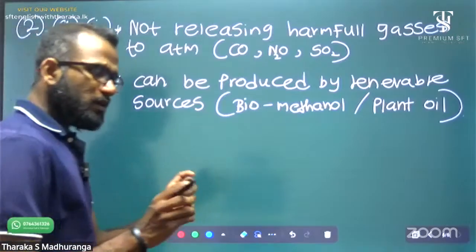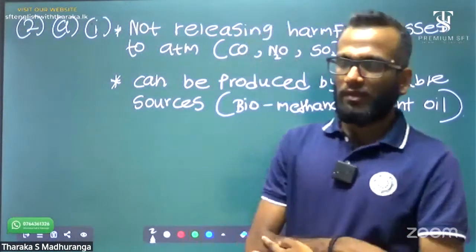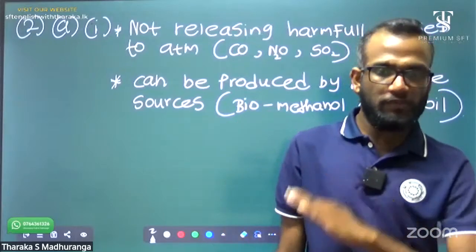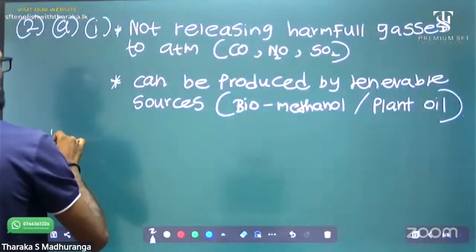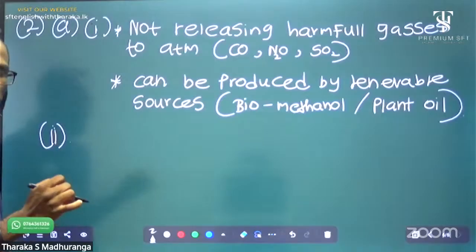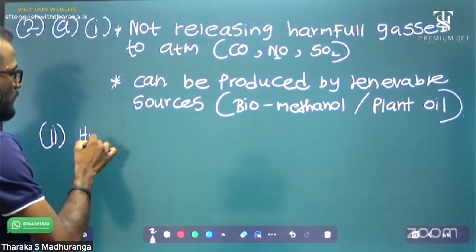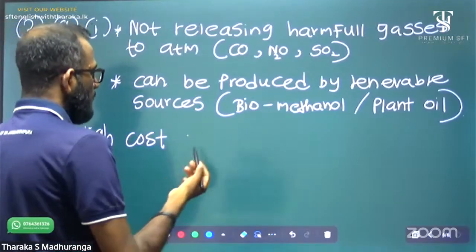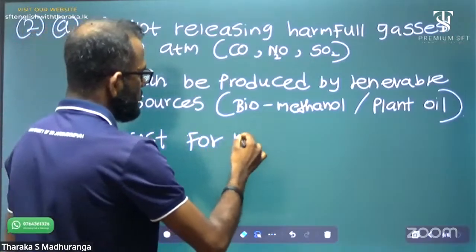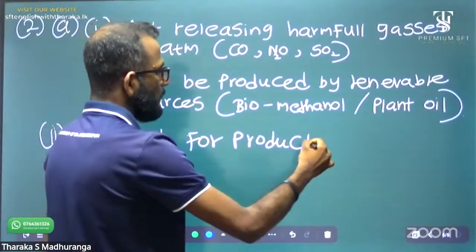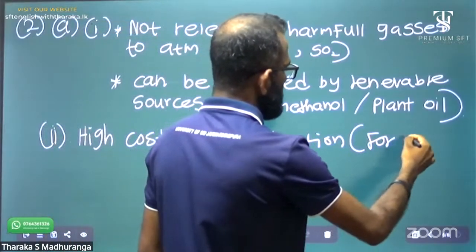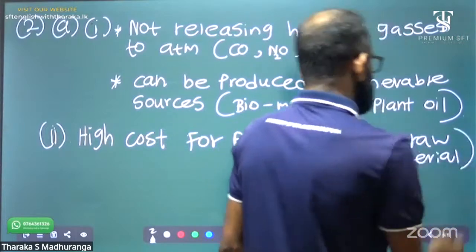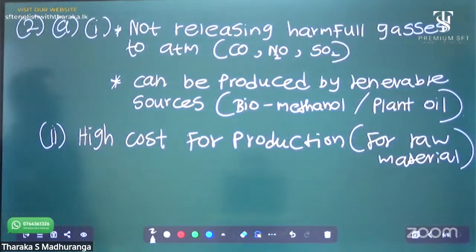But if you use used cooking oil, or if we can find these raw materials in a cheap way, we can produce at low cost, right? Okay, the main disadvantage: high cost for raw material, high cost for production, within brackets for raw materials. Okay, this is the answer for the second.